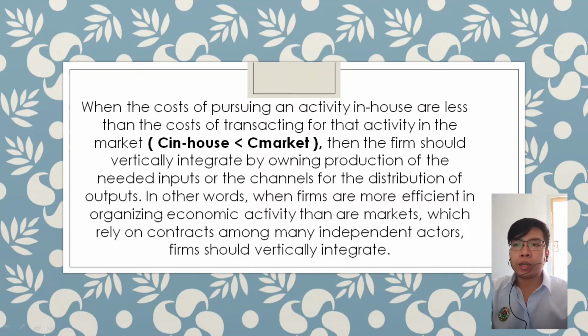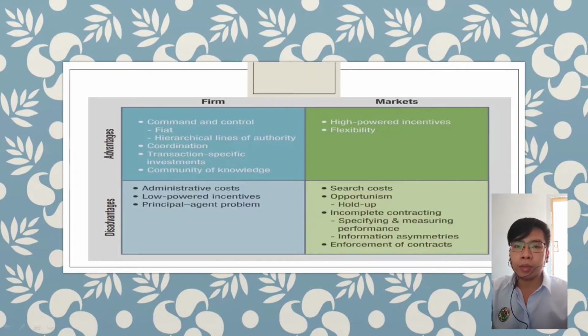Here you will see the advantage and disadvantage of firm and market. When the cost of pursuing an activity in-house is less than the cost of transaction for that activity in the market, then the firm should vertically integrate by owning production of the needed inputs or the channels for the distribution of outputs. In other words, when firms are more efficient in organizing economic activity than are markets, which rely on a contract among many independent actors, the firm should vertically integrate.